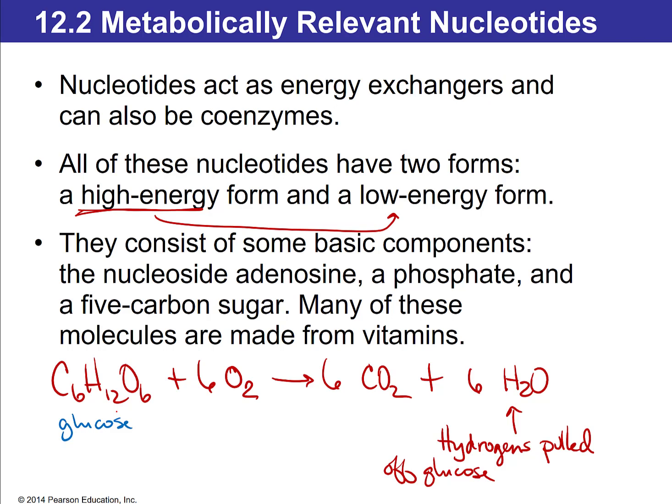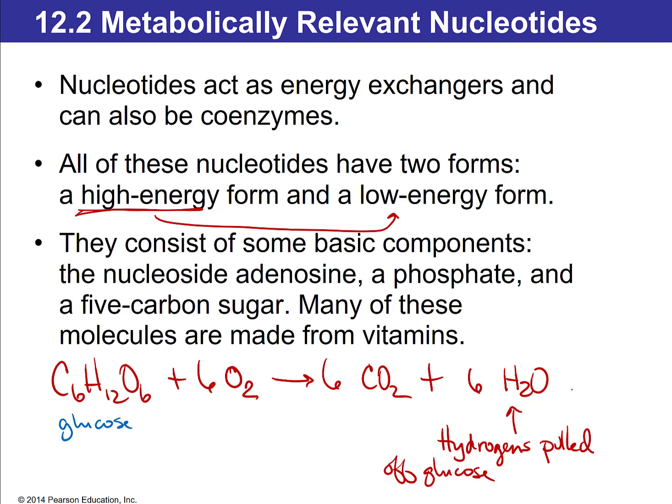As you break bonds, you make energy. So breaking chemical bonds is the energy that's going to be used to make ATP. Well, there's a couple of helpers along the way. They call them metabolically relevant nucleotides. All they do is help to move atoms around.